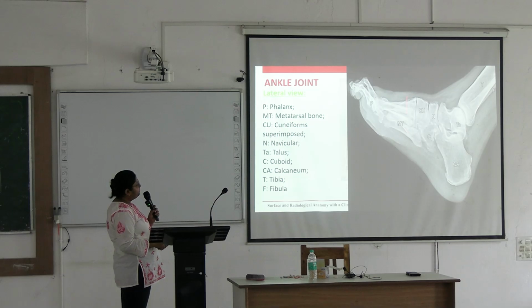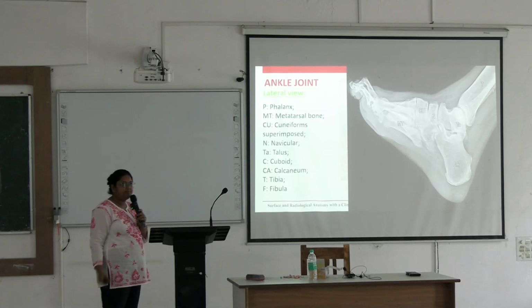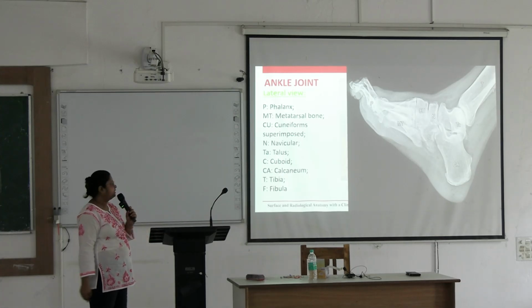Okay, these are the metatarsals, they are also overlapping, and here are the phalanges. Phalanges are also overlapping in the lateral view.